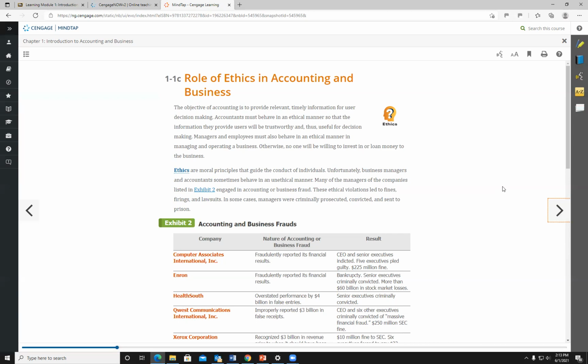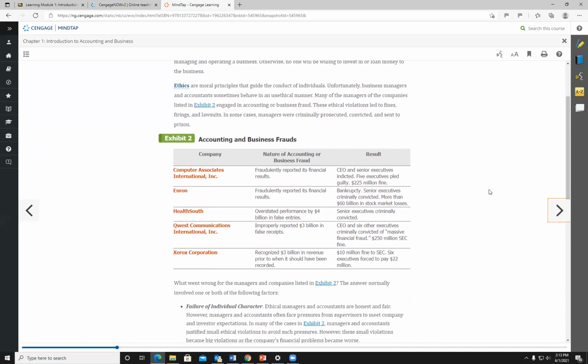Unfortunately, many business managers and accountants sometimes behave unethically. And many of the managers of these companies listed here in Exhibit 2 were engaged in accounting and/or business fraud. These ethical violations led to fines, firings, lawsuits, and in some cases, even prison. So I'm pretty sure you guys have heard of every one of these companies. There's no doubt in my mind that you've at least heard of Enron.